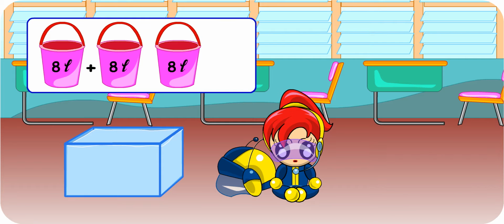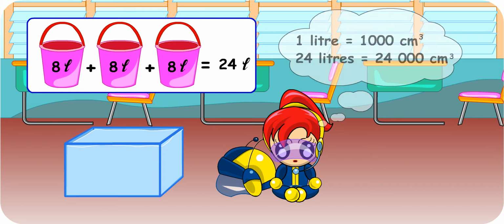That's simple. I poured in 3 pails of water. That means I poured in 24 liters of water. 1 liter is 1000 cubic centimeters. So, the volume of the tank is 24 times 1000, which is 24,000 cubic centimeters.